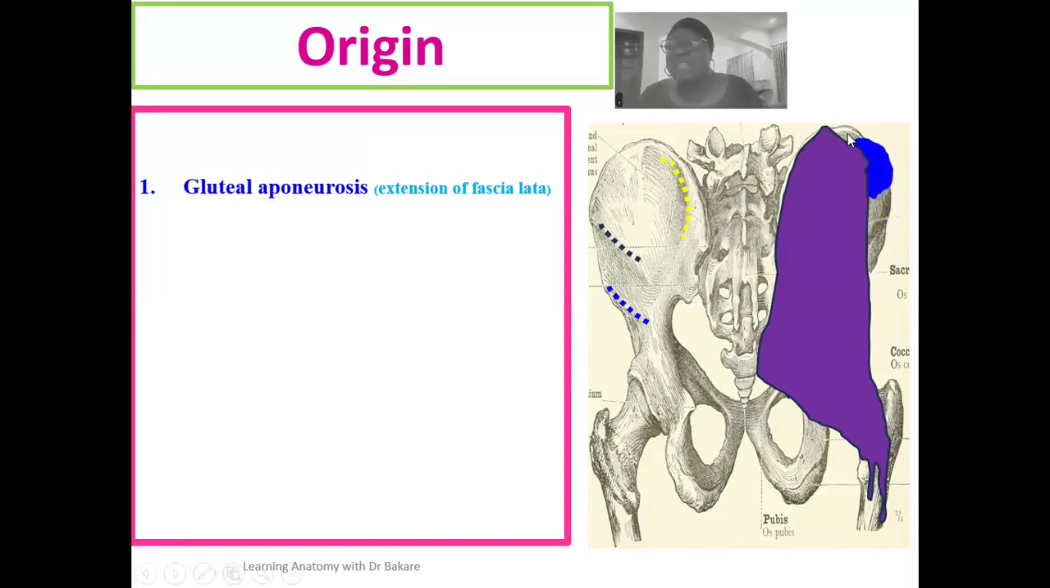So this is where we have the iliac crest, and between the iliac crest here and the gluteus maximus, we have the extension of fascia lata that is highlighted here in blue. So we have fibers of the gluteus maximus also extending at this point that is arrowed here in blue. So this is where we have the gluteal aponeurosis, and we have the fibers of the gluteus maximus extending from this region.